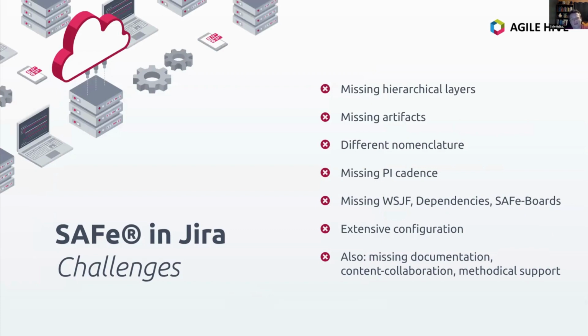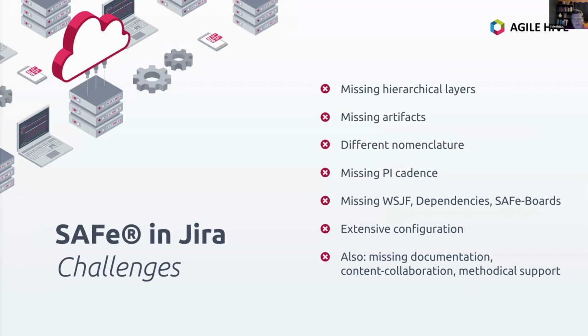Probably the biggest challenge is the missing hierarchy within Jira. A couple other ones: missing artifacts, different nomenclature. So if you come from Scaled Agile training, you're using features, but in Jira, you're using epics. So there might be some confusion from your training, and Agile Hive can help with that, and we'll go into that a little bit later. Also missing PI cadence, a missing way to shortlist first, dependencies, safeguards.